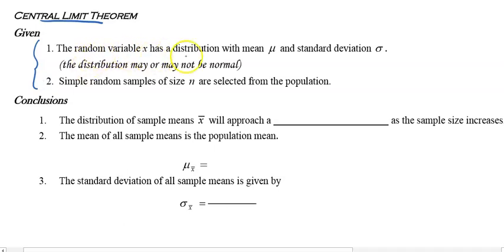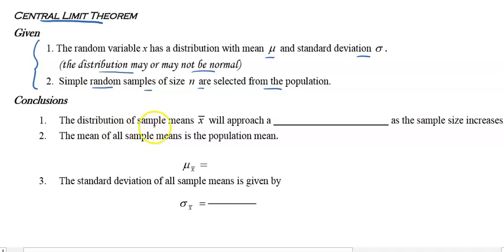Given the random variable x has a distribution with a mean and a standard deviation. The distribution may be normal or may not be normal. It doesn't matter. A simple random sample of size n is selected from a population. So you pick a certain population, a certain group or sample from this population.